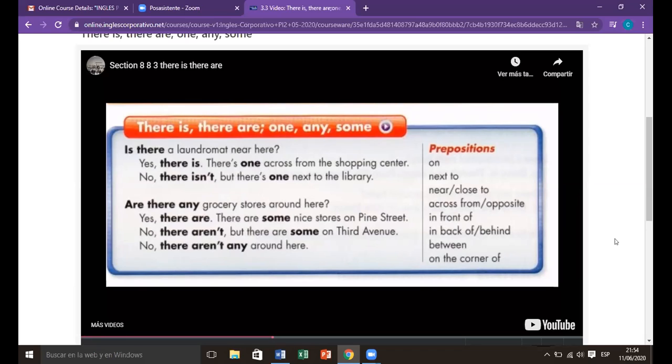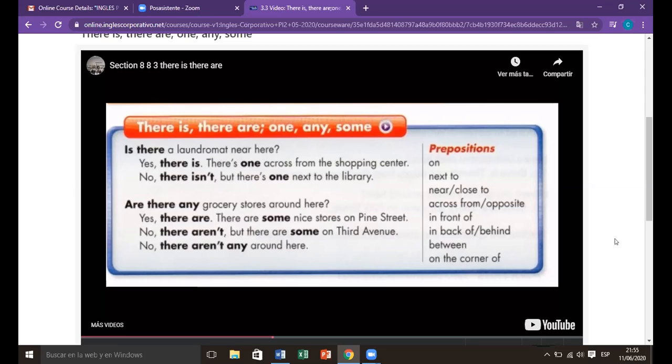Next to, on the right or the left, is next to. Okay. We have near or close to. The two are synonyms. Near and close to is in the area. So as an example, there is Multiplaza, which is close to La Gran Vía. They are not next to, but close to is in the area.